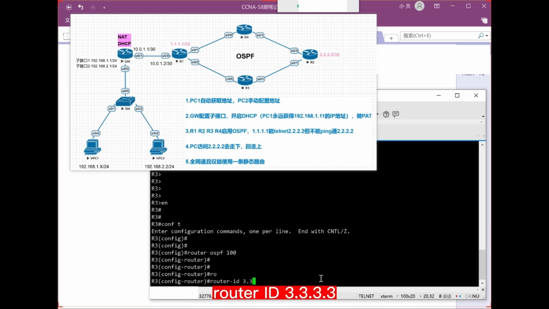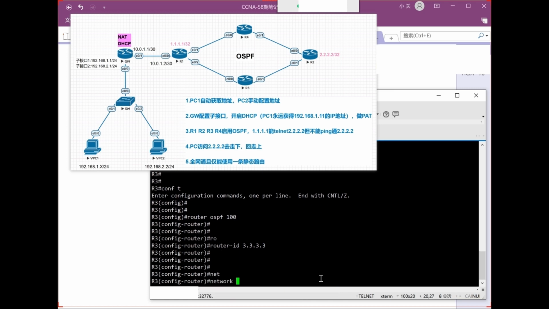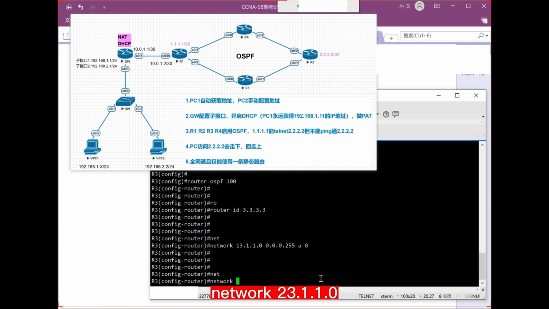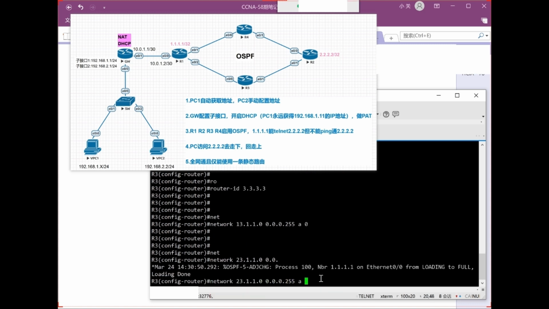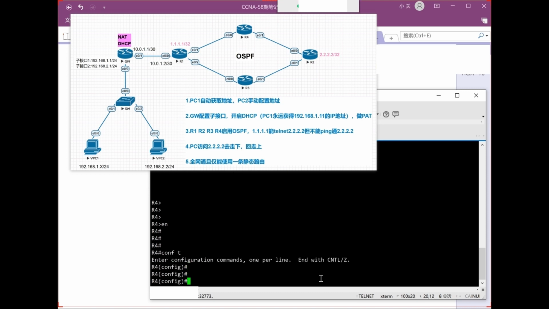Router ID 3.3.3.3. Then we declare. Network 13.1.1.0. Network 23.1.1.0. This is the last device.